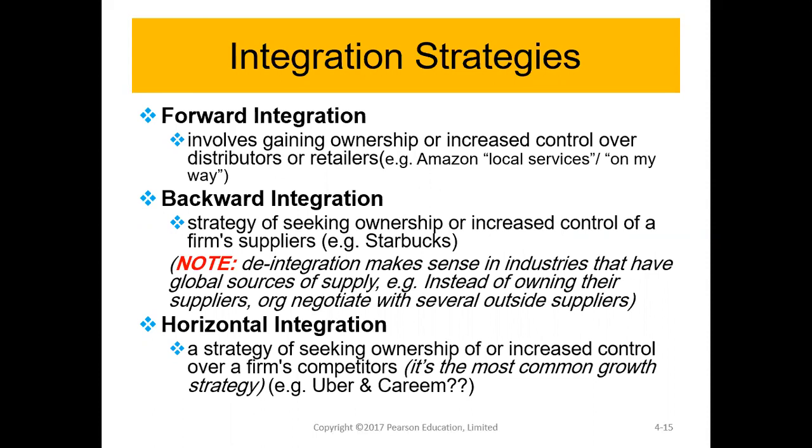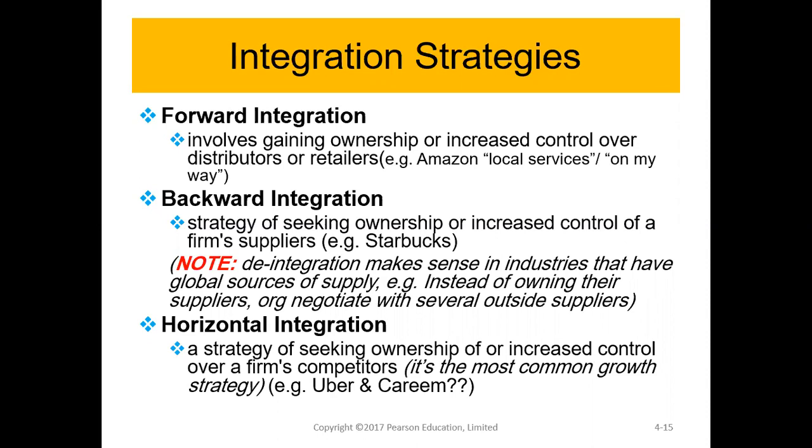And we have differentiated between three types of strategy. The first one, we call it forward integration, and that type of strategy is about gaining ownership or control over distributors, over your retailers. Okay, you are trying to control your retailers or distributors. While backward, from the word backwards, you are here trying to control your suppliers. And if you remember, you gave the example of Starbucks buying or controlling a farm for beans so that they can always ensure that they have enough supply that's needed for them to run their activities.